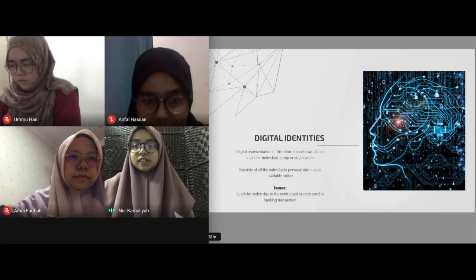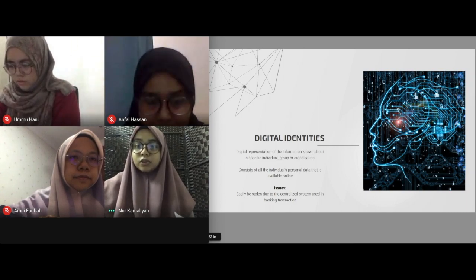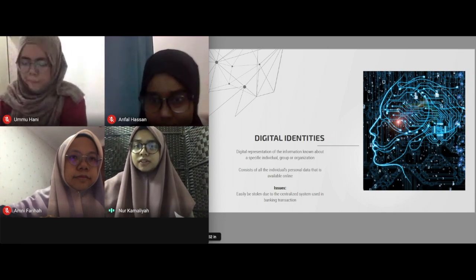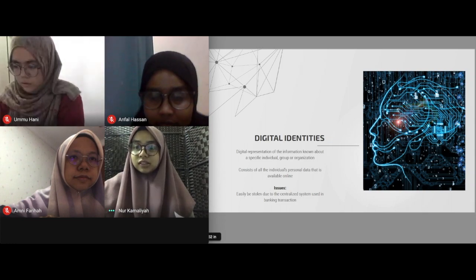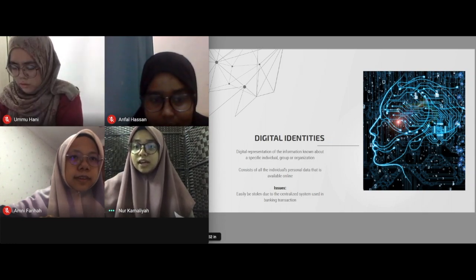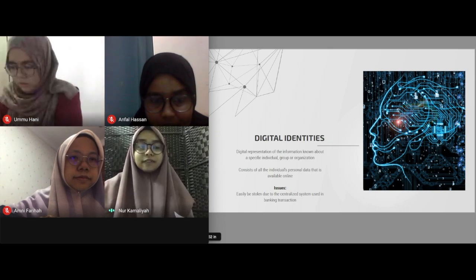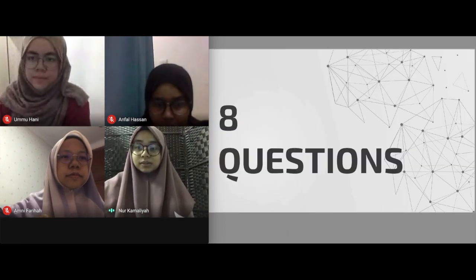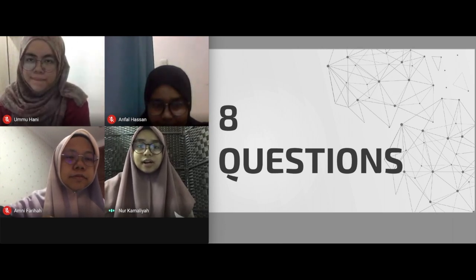However, there are many issues regarding digital identity. They are saying that digital identity can easily be stolen online, because this is all due to the centralized system used in banking transactions specifically. Because a centralized system has this kind of large database, hackers can easily hack and store the data from us and use it for bad purposes without the user's knowledge. Therefore, we have come across a solution where we can use blockchain or distributed ledger technology in the banking system to secure the personal data or identity.